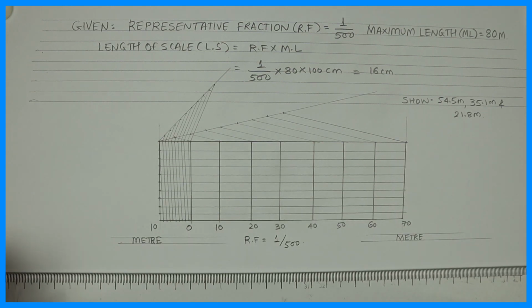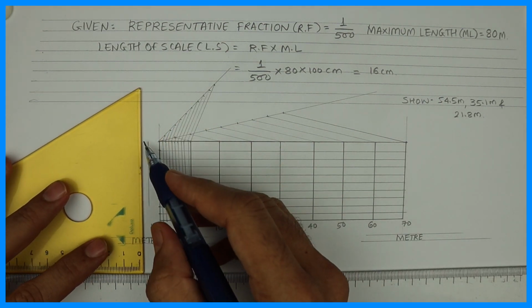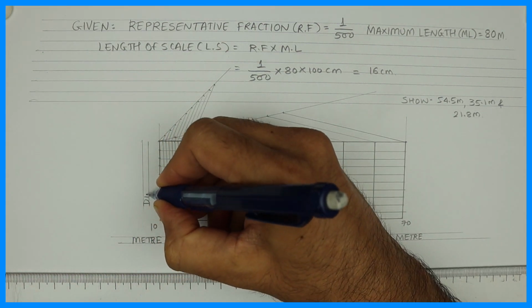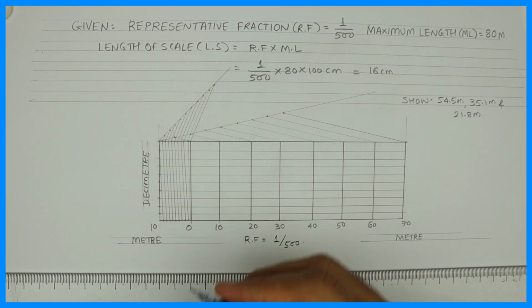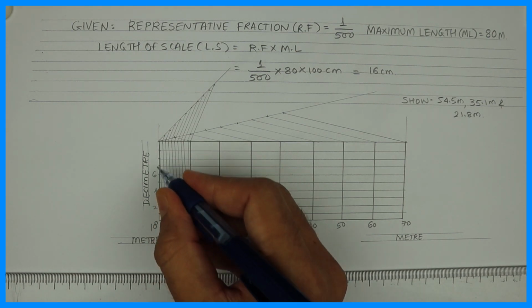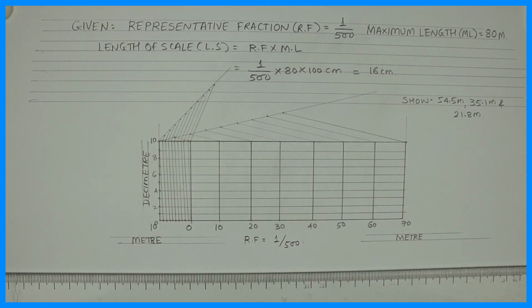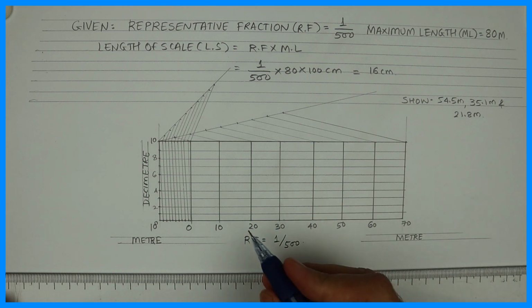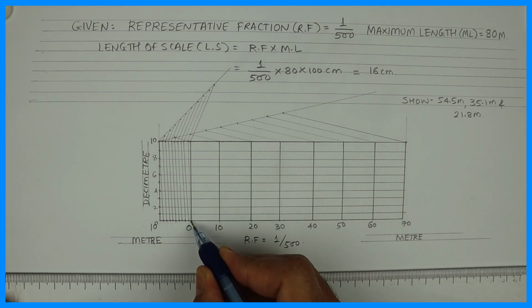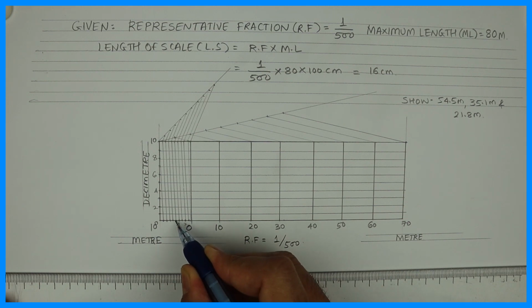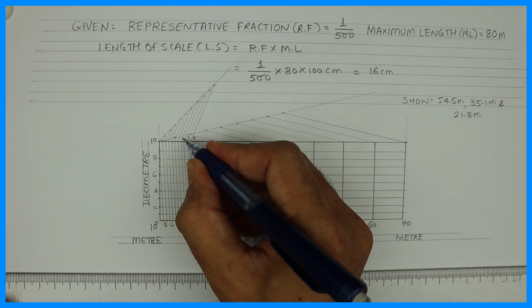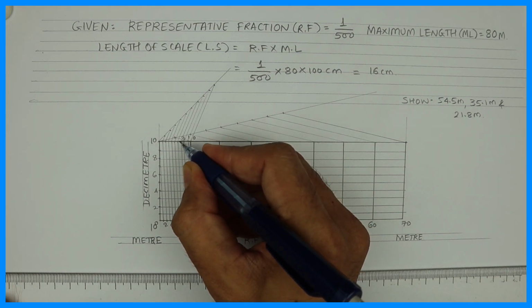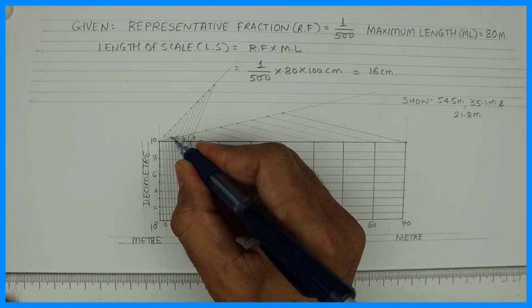So over here we are getting decimeter. See this. You can write 0, 2, 4, 6, 8, 10. We need to mark 21.8. So 20, then 1. So I'll write 2, 4, 6, 8. And here I will write 1, 3, 5, 7, 9.